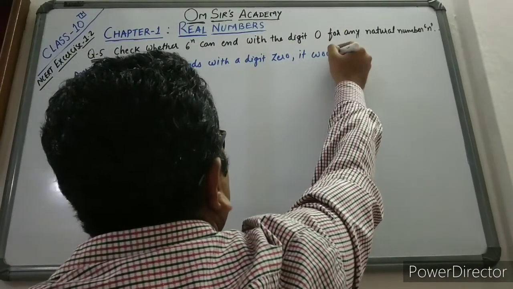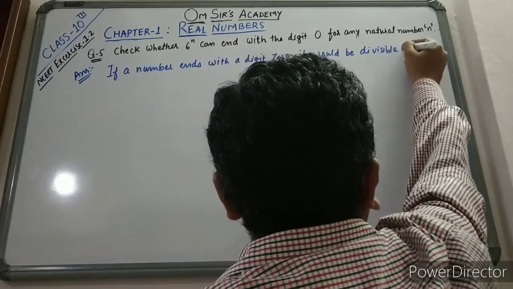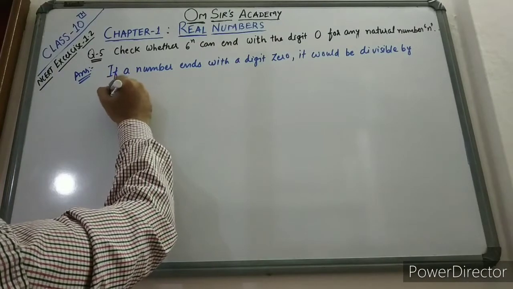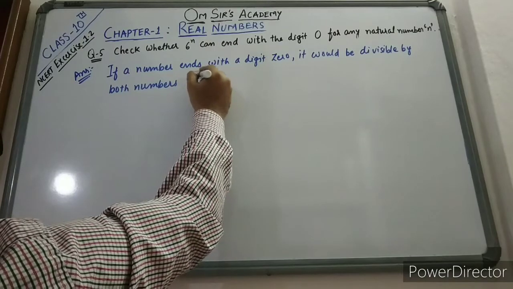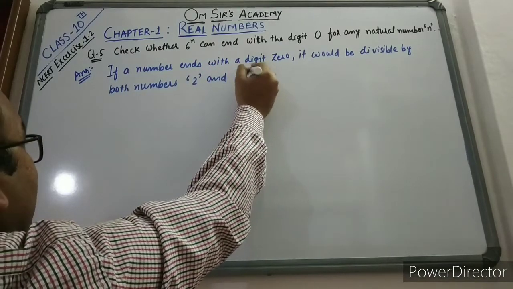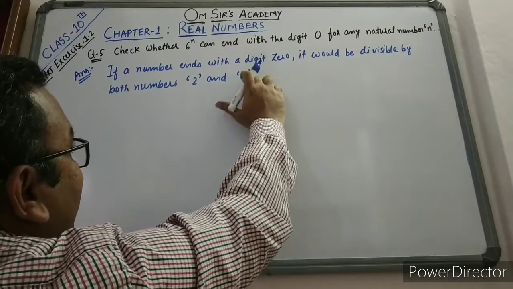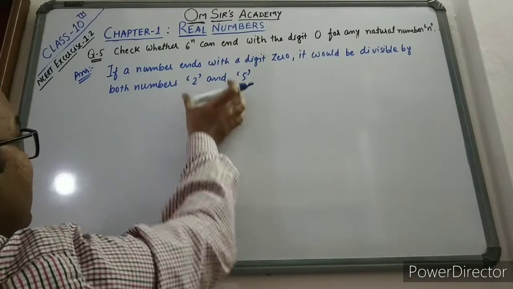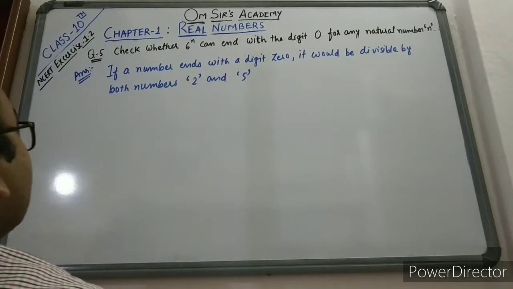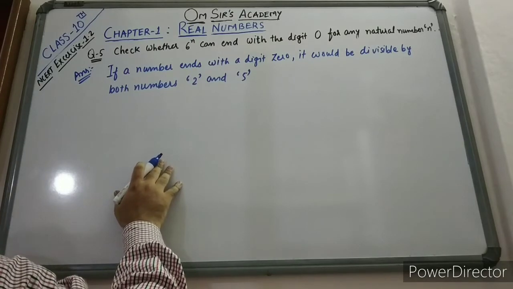it would be divisible by both numbers, 2 and 5. In the previous sum it was 4 raised to n, so there was 2 in that case, but there was not 5 in that case. Here also these two numbers should be represented in the prime factorization of that number. Is it clear? So hence the number ending with 0 must have 2 and 5.